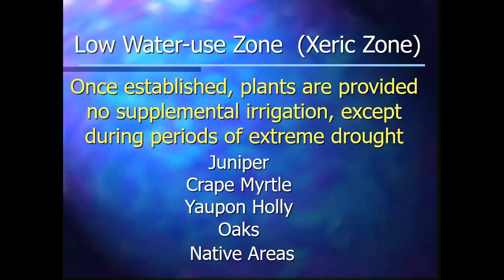And then this is the low water use zone. Once established, these plants are provided no supplemental irrigation except in extreme drought. And we mentioned the junipers, which I would prefer not to have any in the landscape, just personal opinion. Crepe myrtles, those are good plants to have. Yaupon hollies, oaks, and just the native areas.